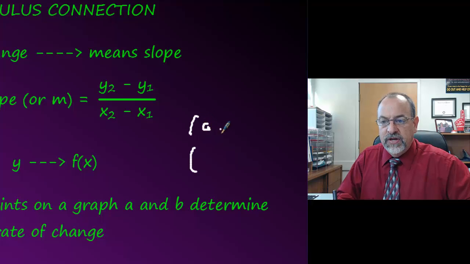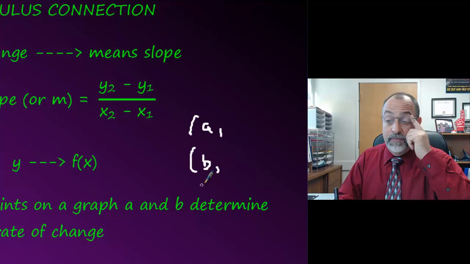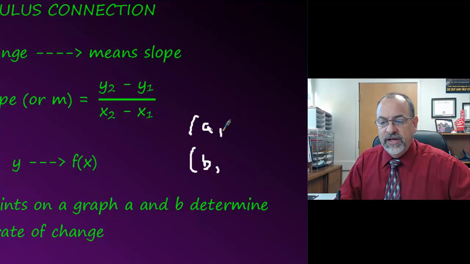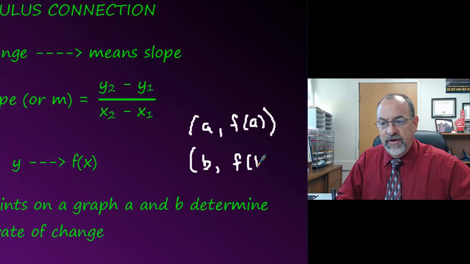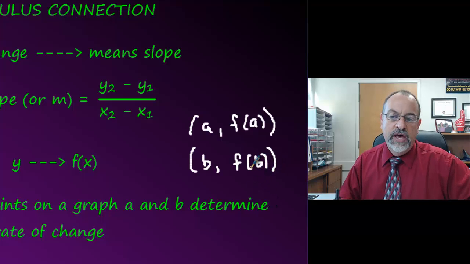The x-coordinate of one is, let's say, A, and the x-coordinate of the other is, let's say, B, then what's the y value? Well, the y value is going to be what you get when you plug A into the function, or f of A. The y value for this coordinate is going to be the y value that you get when you substitute B into the function, or f of B.